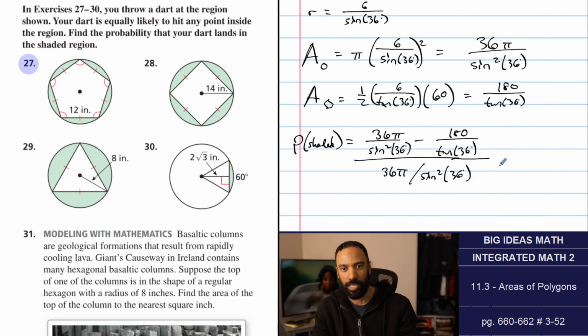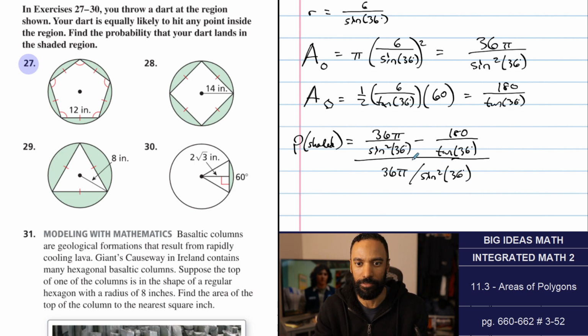So I'm going to type this in the calculator. Hopefully you can pause this and write this stuff down and then follow along with what I do in the calculator here. I'm going to pause and refill my drink.